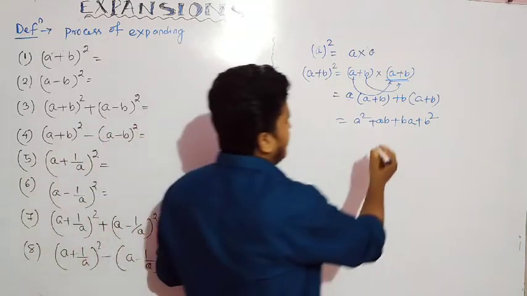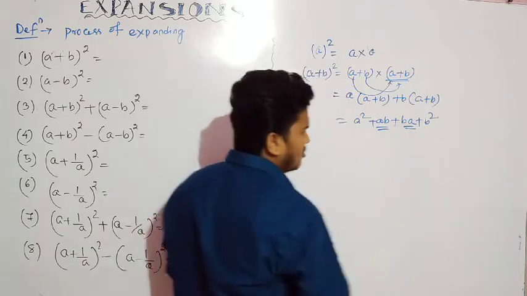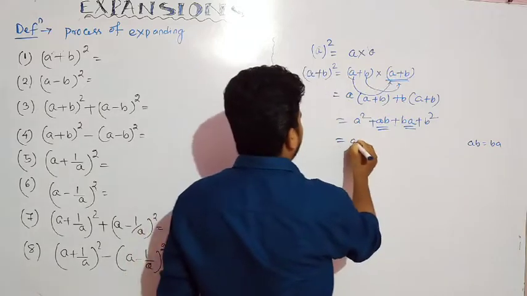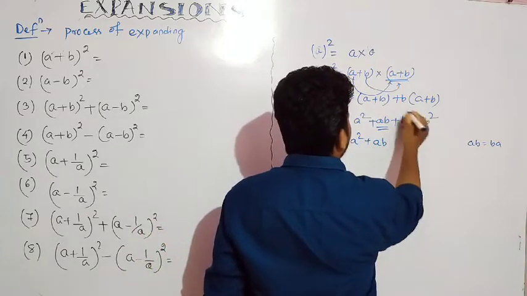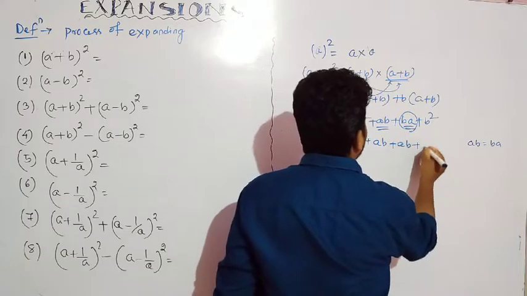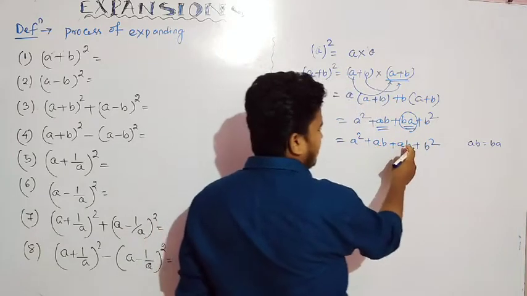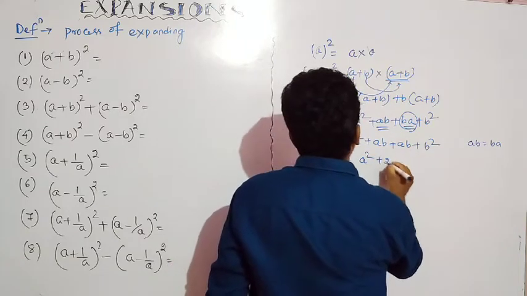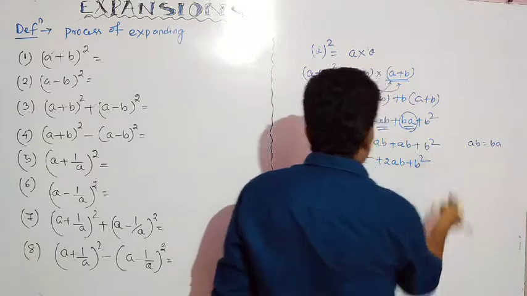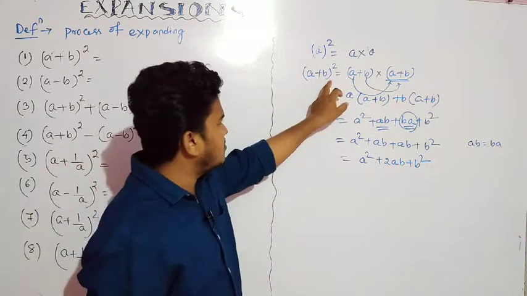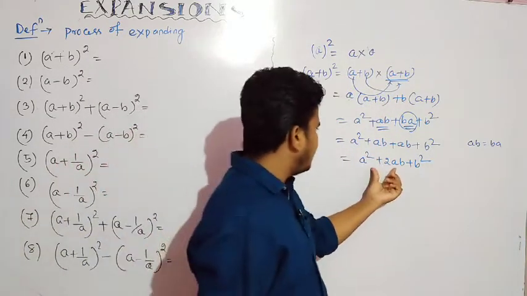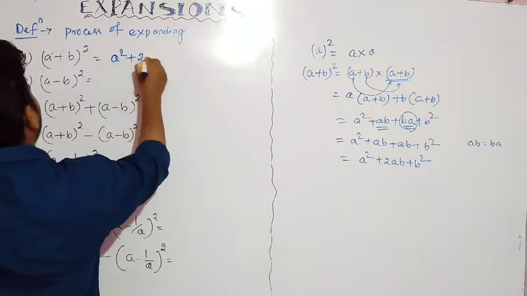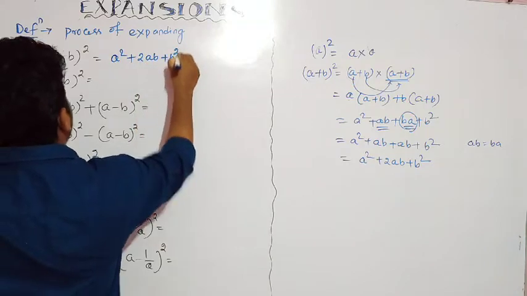Now see here, ab and ba, these two are like terms. We can write ab equal to ba. So a square plus ab, the ba can be written as ab. So a square plus ab plus ab plus b square. So we can write here a square plus 2ab plus b square. After expansion of a plus b whole square, what we got? a square plus 2ab plus b square.